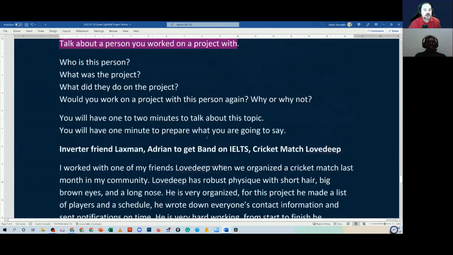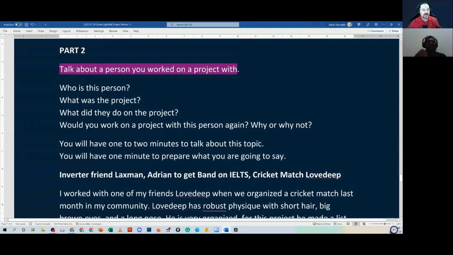Look at the questions. So many people forget this. Remember, I even gave you a hint because I said it's the only part where you get to see the questions. Look at the questions. So, what did we answer? Did we answer who this person is? Yes, they're your friend. Did we answer what the project is? Yes, it was a cricket tournament that you're organizing. Did we answer what they did on this project? Kind of, we said they contacted the players and such, so a little bit.